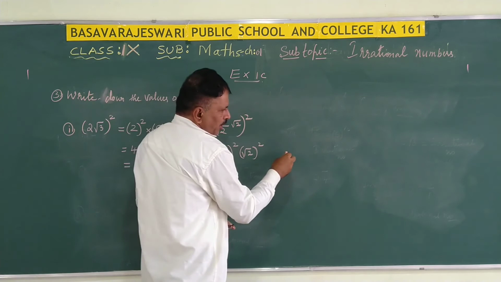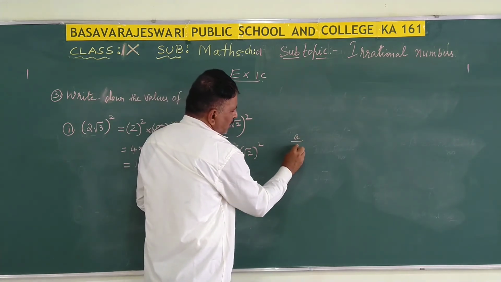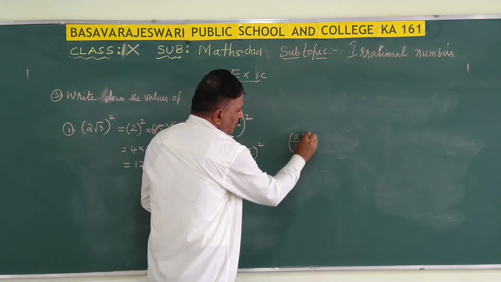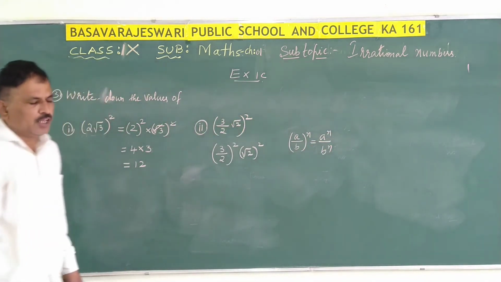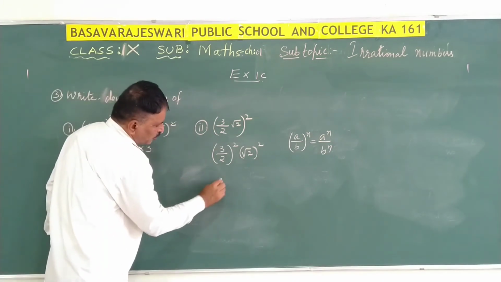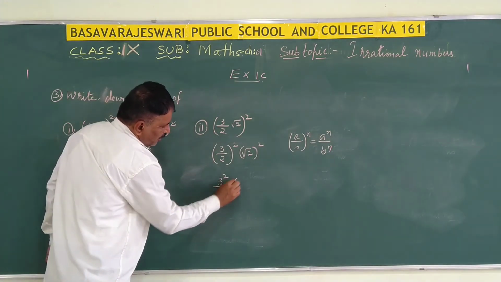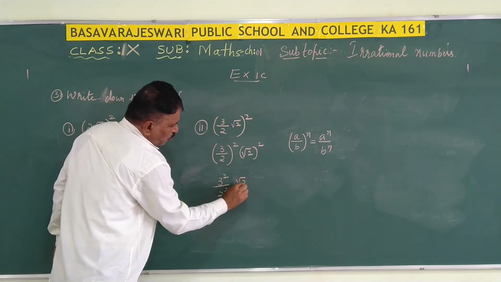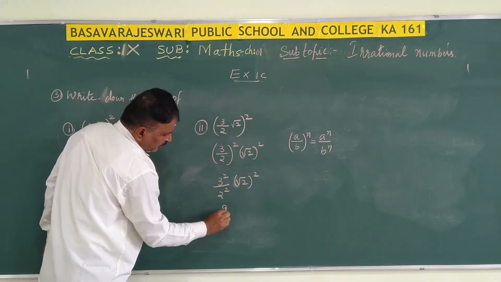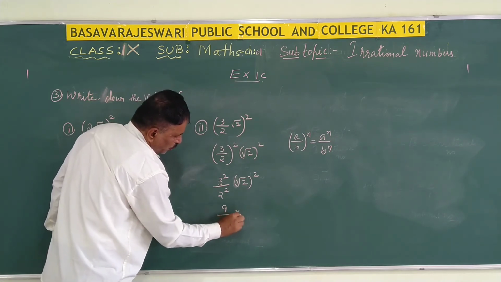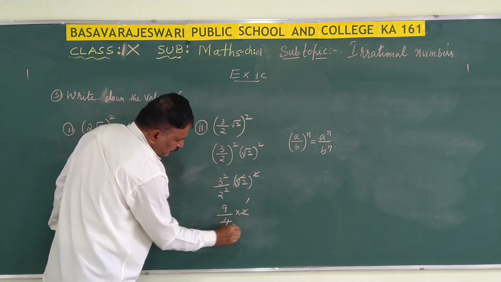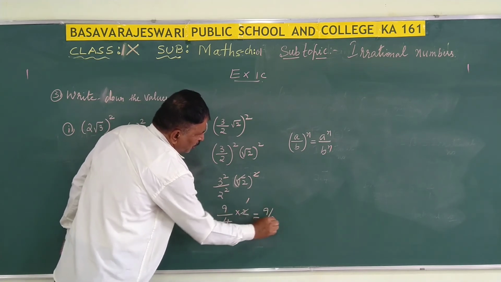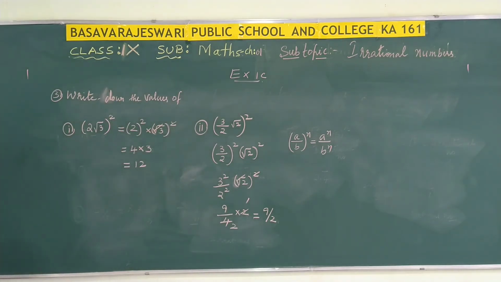Is it not so? In the law of exponents, a by b whole to the power of n is equal to a to the power of n divided by b to the power of n. According to that, you can write 3 square divided by 2 square into root 2 whole square. So 3 square is 9 divided by 4 into 2. Now 2 one time, 2 two times. So the answer will be 9 by 2. Yes, please note down these two.